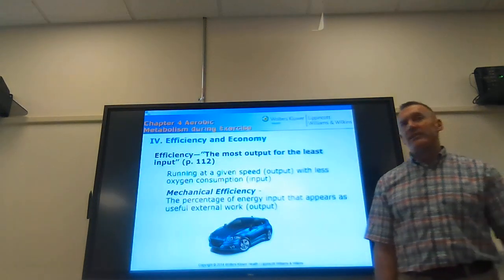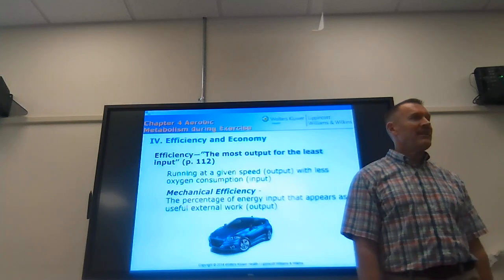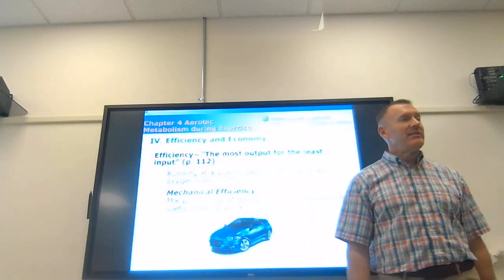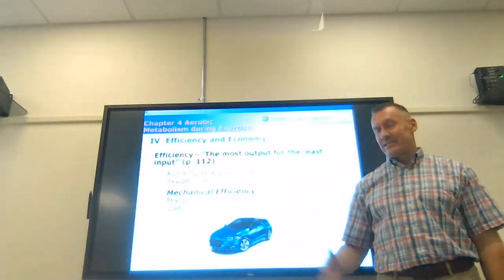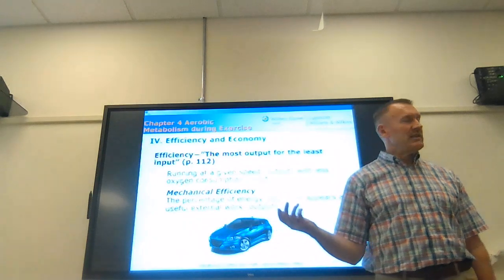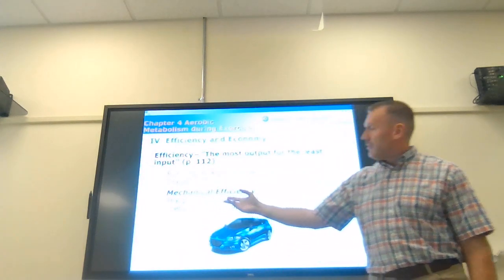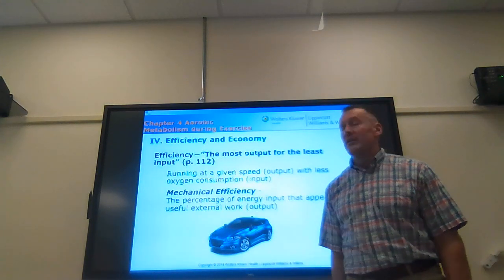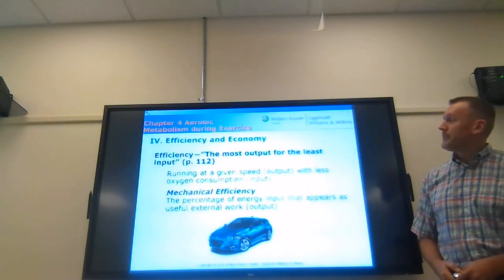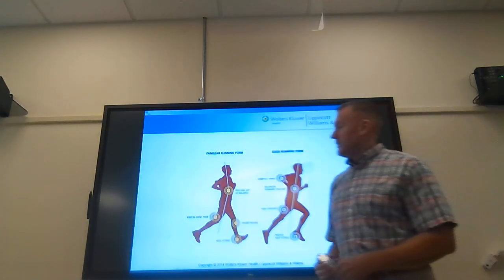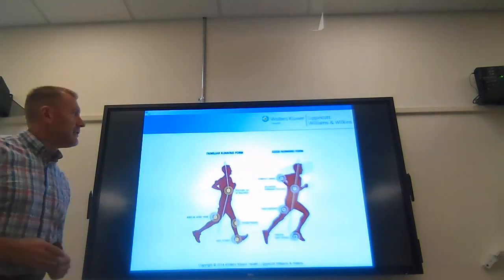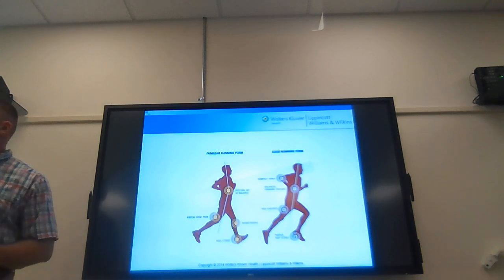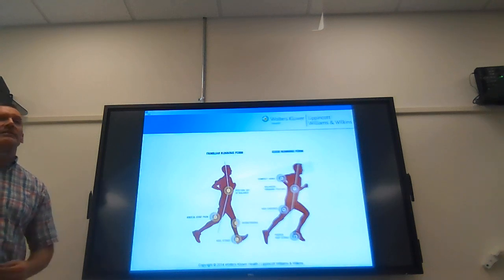So we want endurance athletes to be like fuel efficient cars. If the analogy is that oxygen is like gasoline, we want to be burning less oxygen for a given running speed. So the percentage of energy input that appears as useful external work is another way of describing it. If we look at running form, efficiency means expending fewer calories, making it effortless.